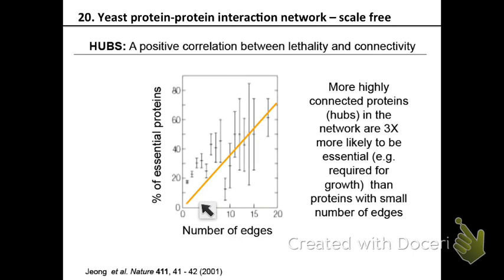So what you can see here is that as the number of edges increases, the proportion of essential genes within that group increases, suggesting that there is a positive correlation between how many edges a node has and the effect on the growth in yeast, okay? That means, in other words, more highly connected proteins, the hubs in the network, were actually found to be 3 times more likely to be essential, that is required for growth, than proteins with fewer edges. All right?